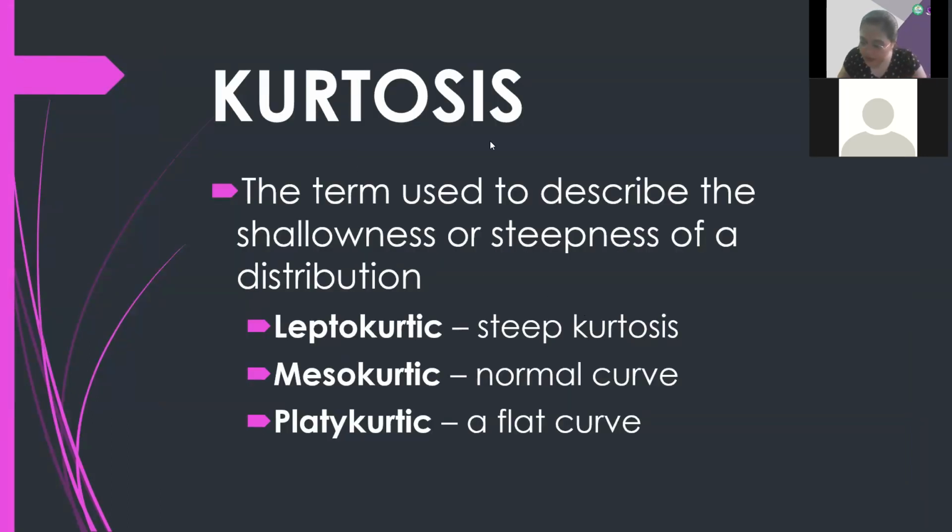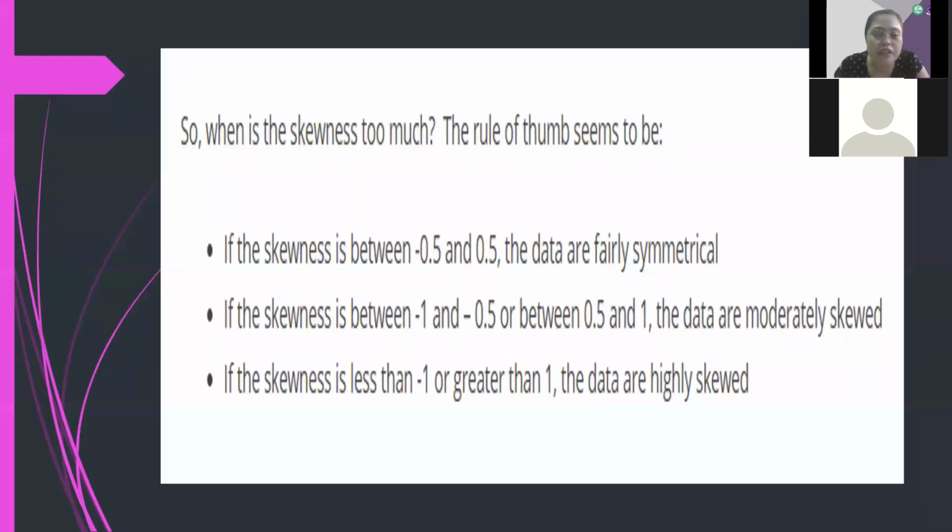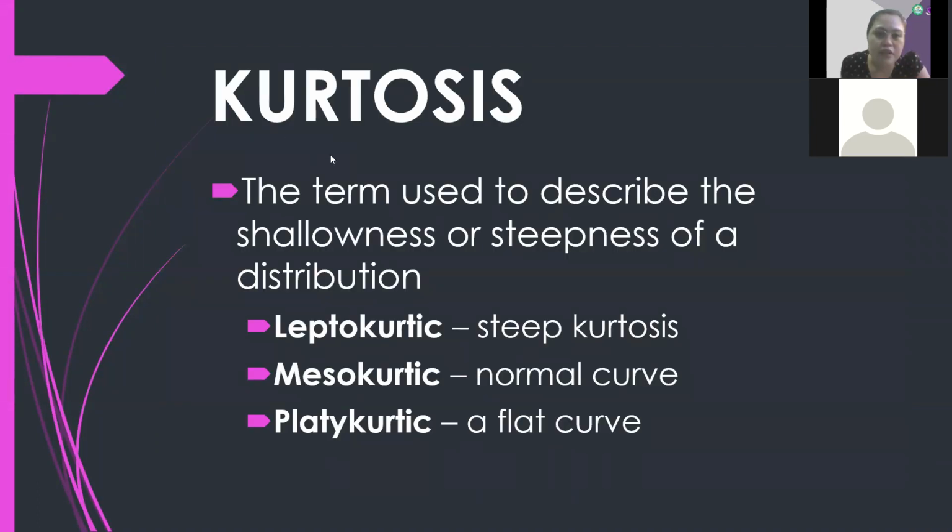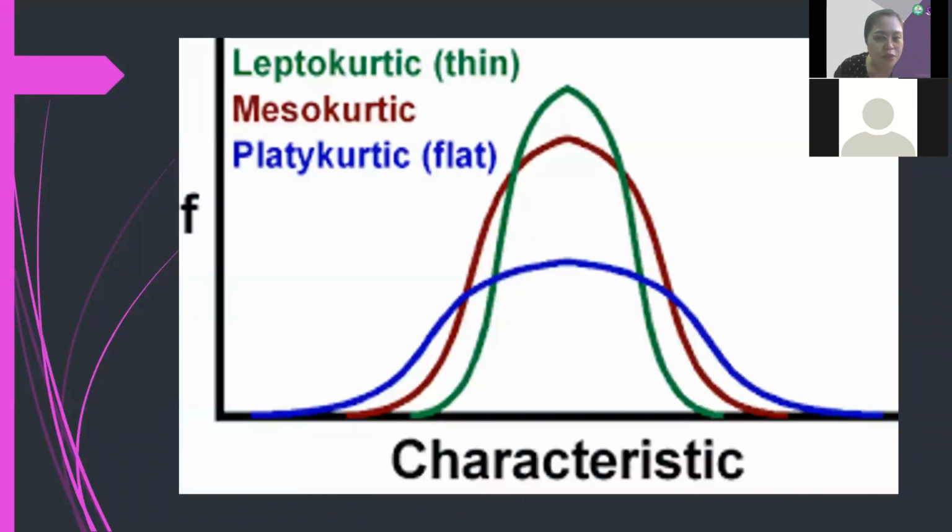Before I give an example of the calculation, you have here the kurtosis. This is another thing that we need to look into with our collected data. When you say kurtosis, it describes the shallowness or steepness of a distribution, and we have three types of kurtosis. Kasi baka yung nakuha mo na data is normally distributed pero ang kurtosis iba. So ganito yung different types of kurtosis natin.